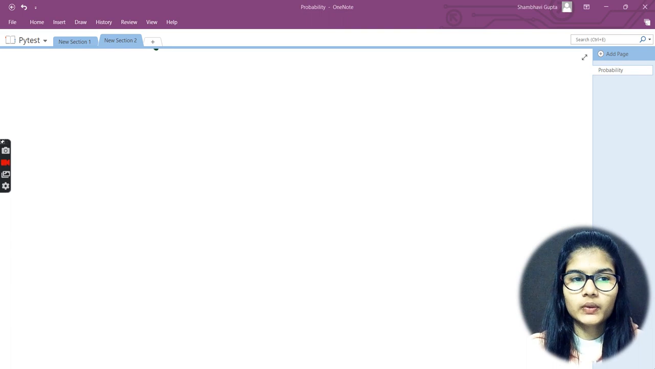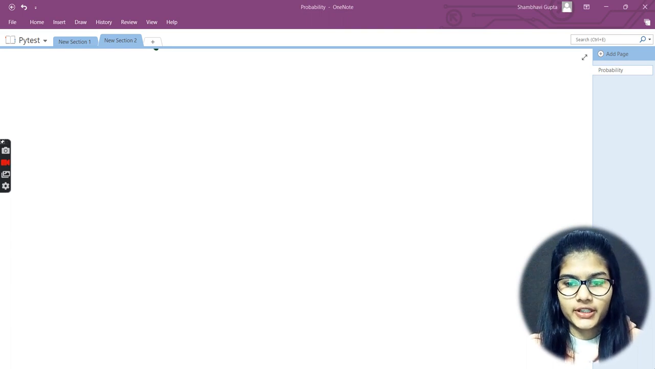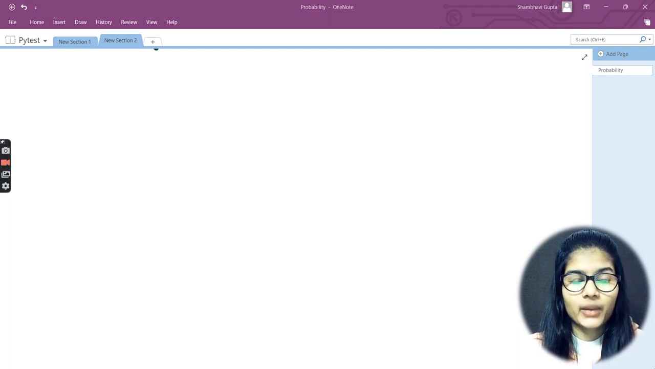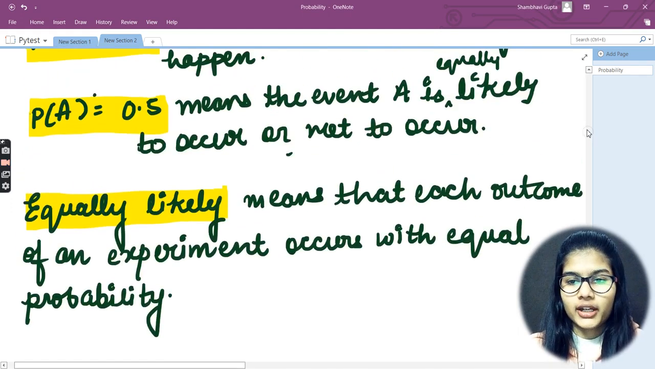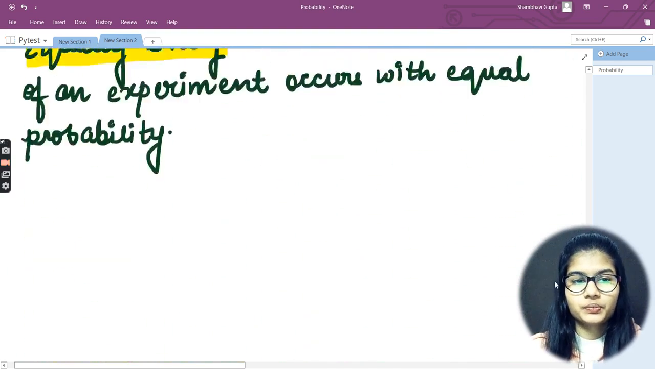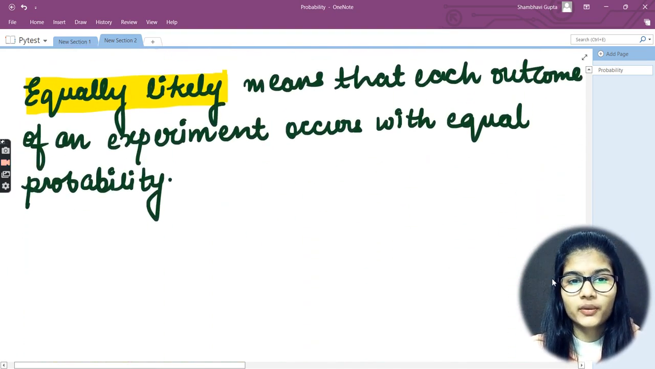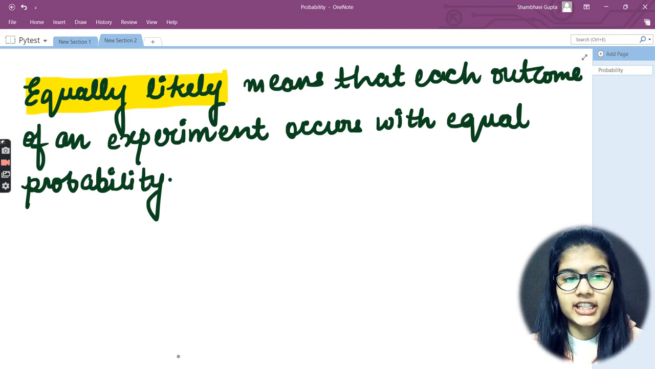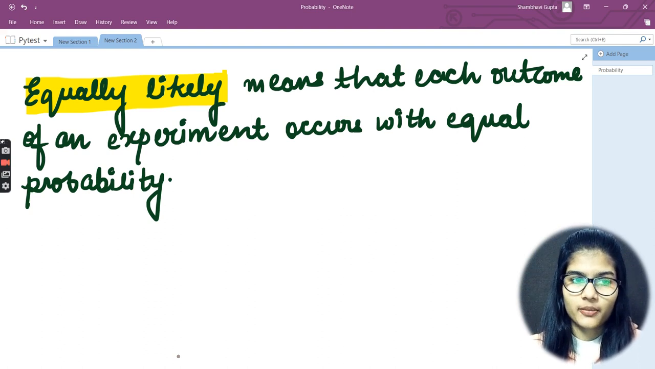So we were learning about the different terminologies in probability, right? Further, I'll be taking you through calculating the probability of an event where all the outcomes in the sample space are equally likely. If you watched my previous video, the last topic we discussed was equally likely. What is this equally likely actually? I'll take up today's video from this topic only.